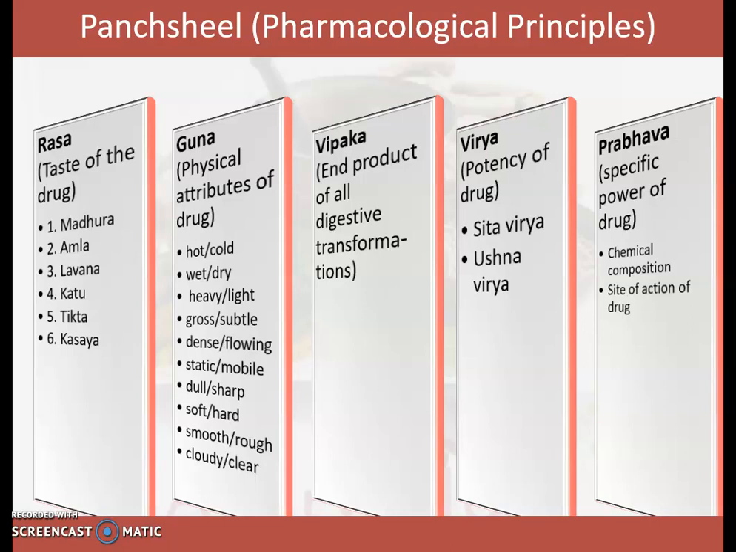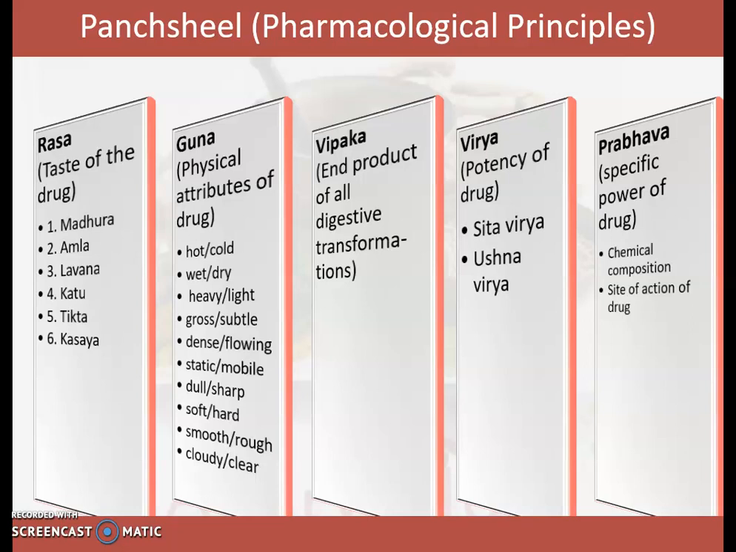And Rasa, the taste of the drug, we have 6 types of Rasa, that is the taste. One is Madhura, that is sweet, and Amla, that is sour, and then the third one is Lavana, that is salty, and then we have Katu, that is pungent, and we have Tikta, that translates to bitter, and we have Kasaya, that translates to astringent.